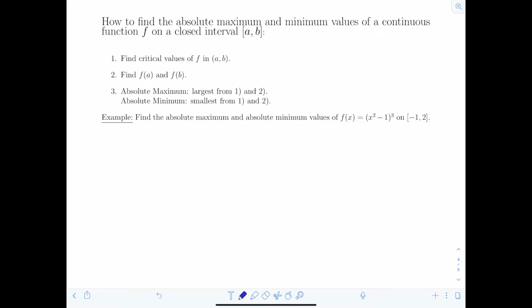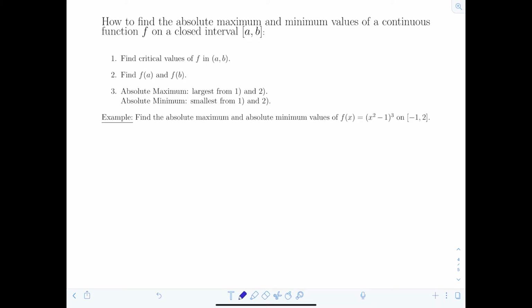Step 2, find f of a and f of b. So you're going to evaluate the function at its endpoints on the interval. And then step 3, the absolute maximum is going to be the largest value from steps 1 and 2. So you're going to plug in all the critical values into the function as well as the endpoints a and b. And whichever yields the largest function value, the largest y value, that's going to be your absolute maximum. The absolute minimum is the smallest function value from steps 1 and 2 again.